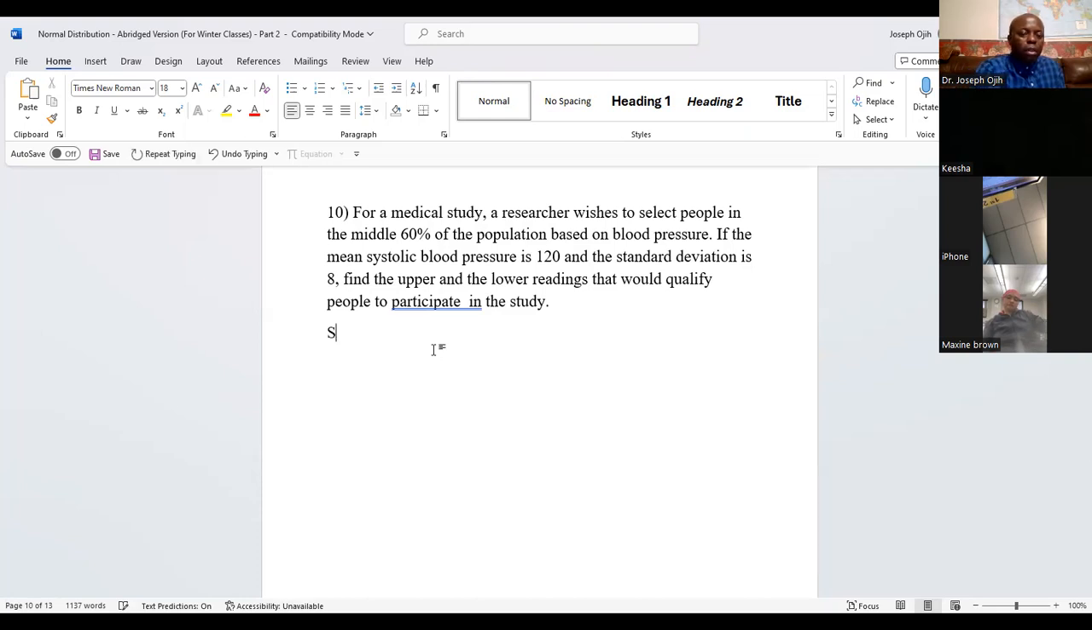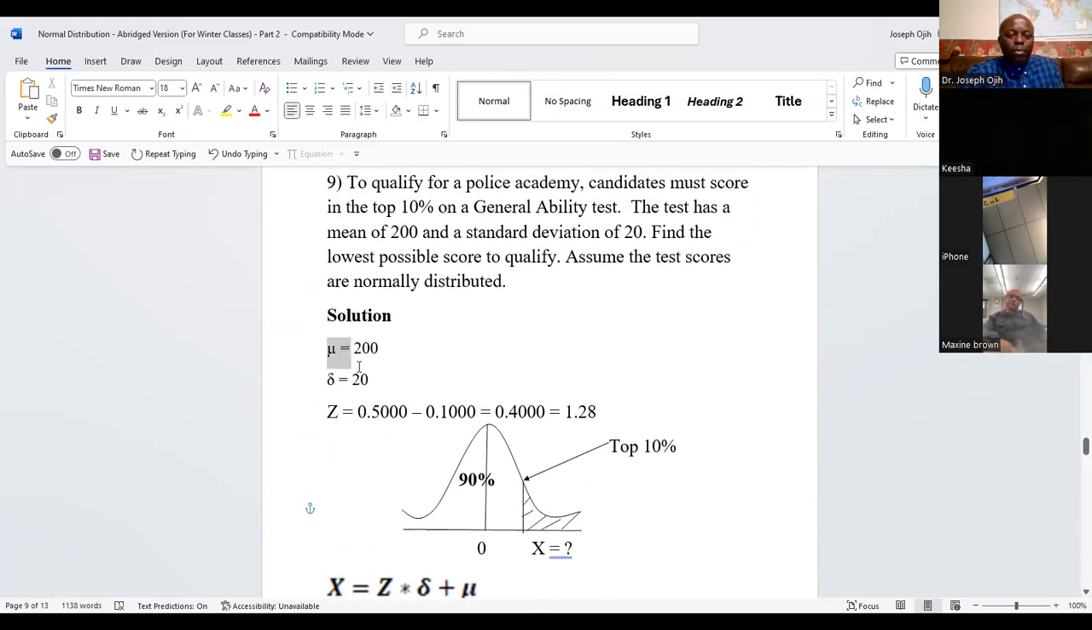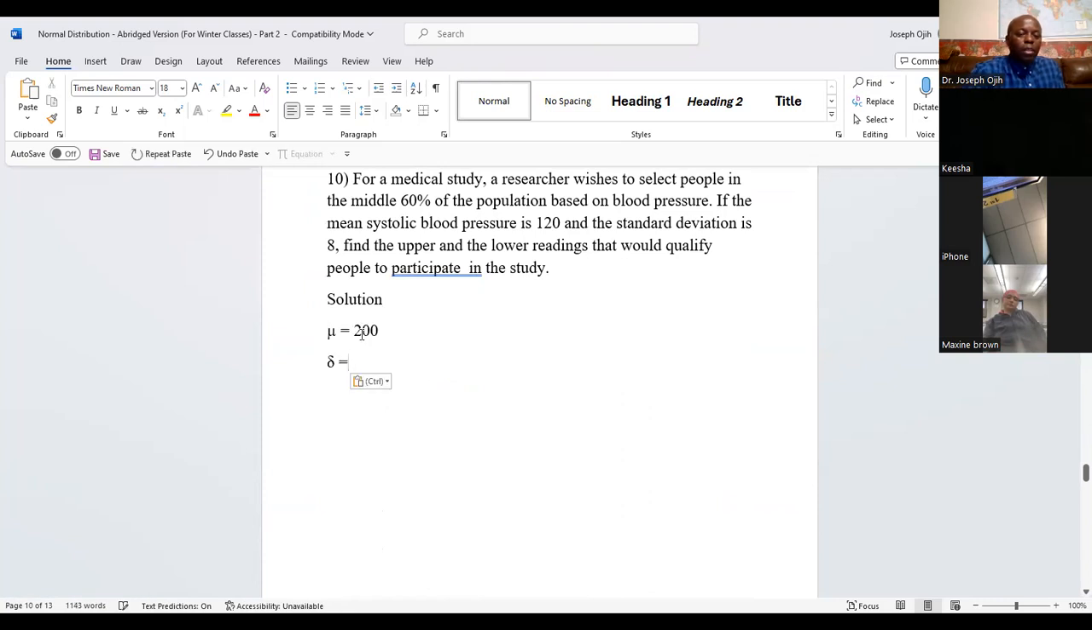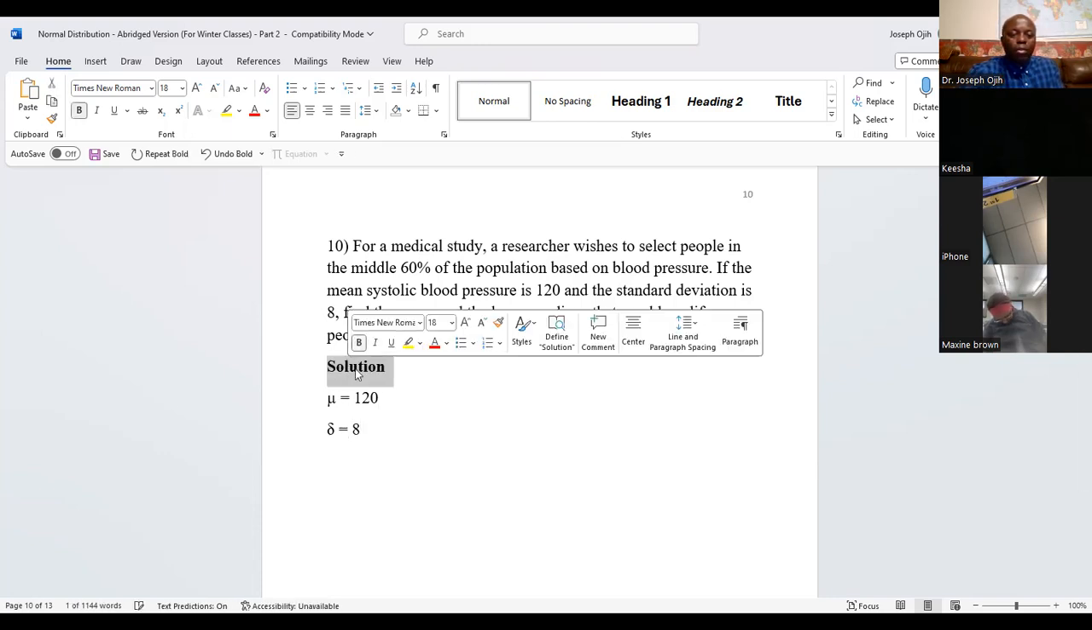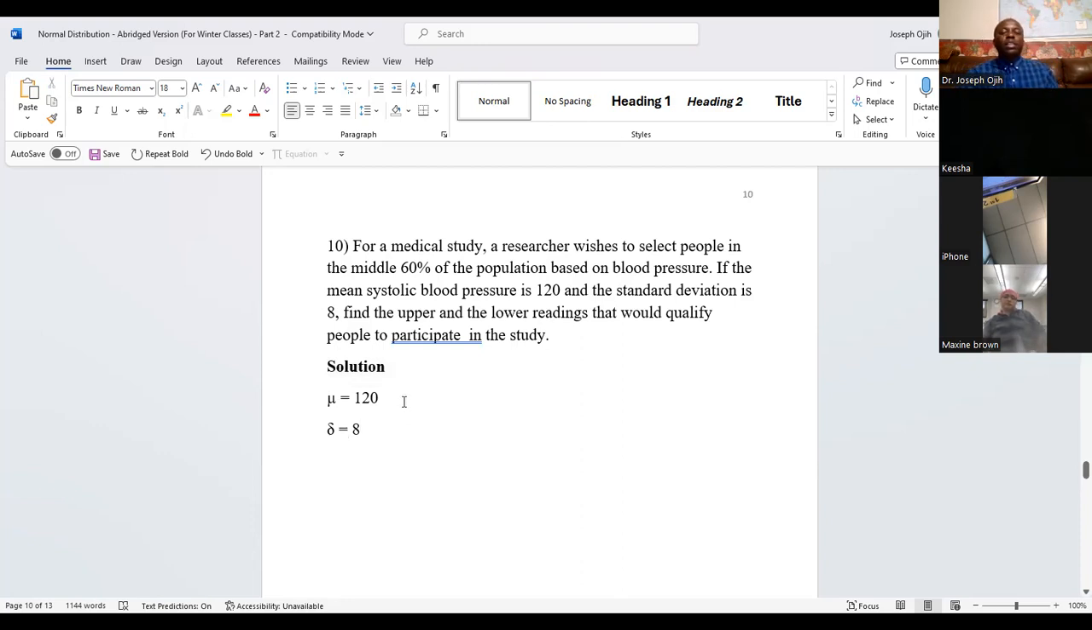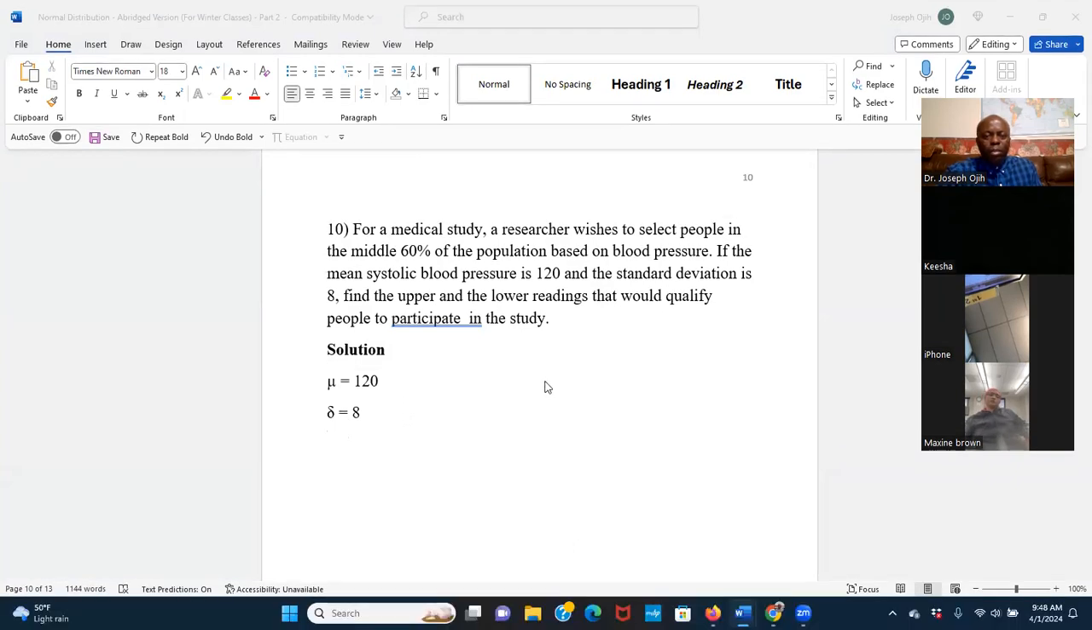So for the solution, like before, we have our mean. Let me just copy the symbols from here. The mean and standard deviation are given. The mean blood pressure is 120, and the standard deviation is 8. It says the researcher wishes to select people in the middle 60%. Now, the middle 60%, I will show in a diagram in a few minutes.